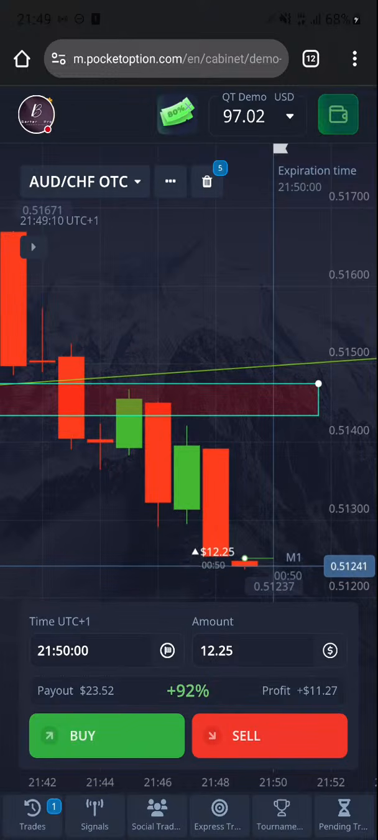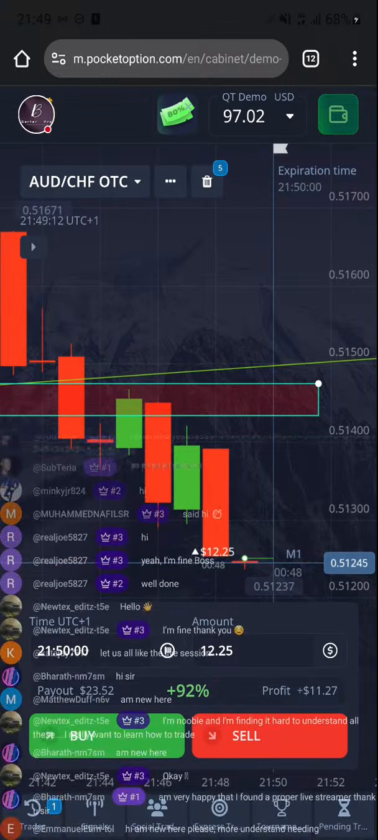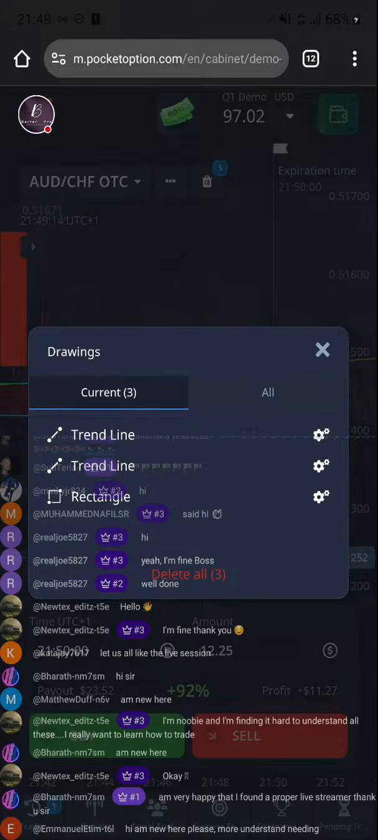Now that you're here, let's go with the buyers. We're beginning to make this red green pattern here, and I'm expecting the buyers to push the price up.